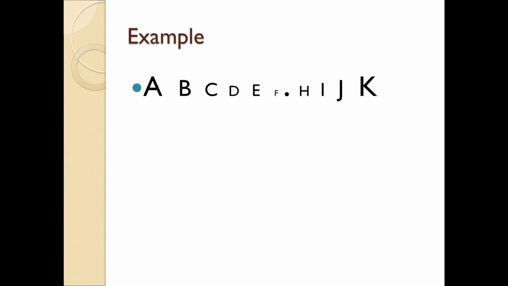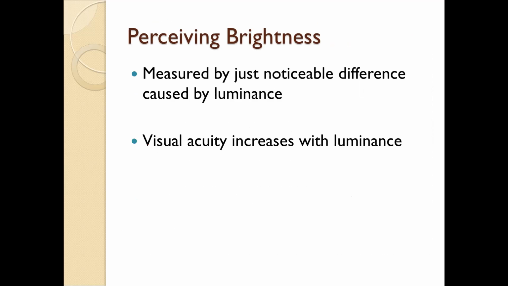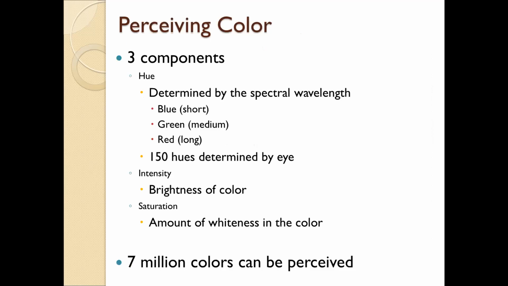Now, for example, see how brightness appears. In perceiving brightness, luminance, and contrast: brightness is a subjective reaction to levels of light, affected by the luminance of an object. Luminance depends on the amount of light falling on the object and its reflective properties, and is measured by a photometer. Contrast is a function of the luminance of the object and the luminance of its background. Perceived brightness is measured by just noticeable difference caused by luminance. Visual acuity increases with luminance.